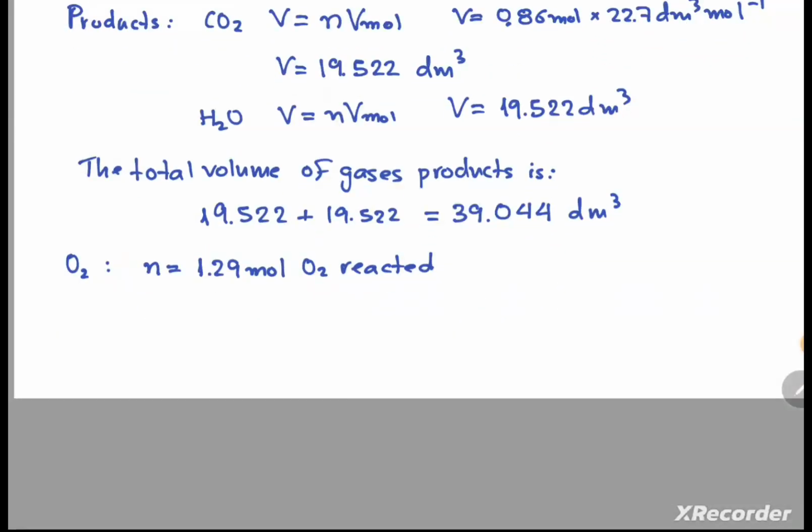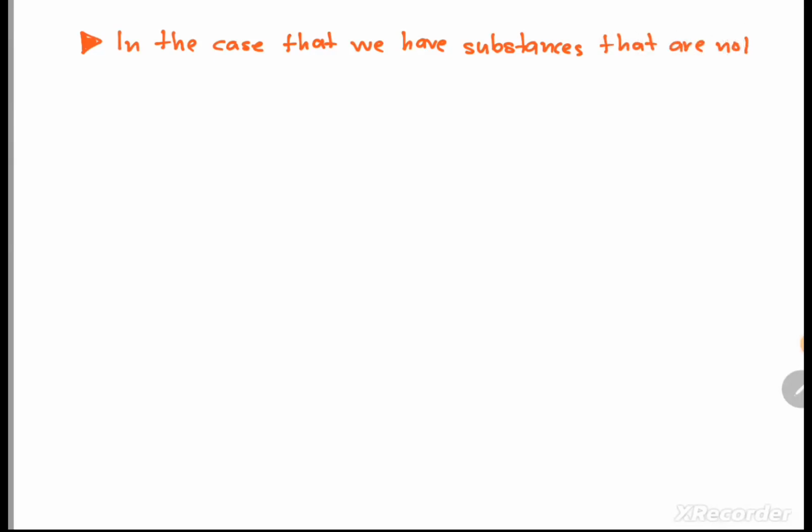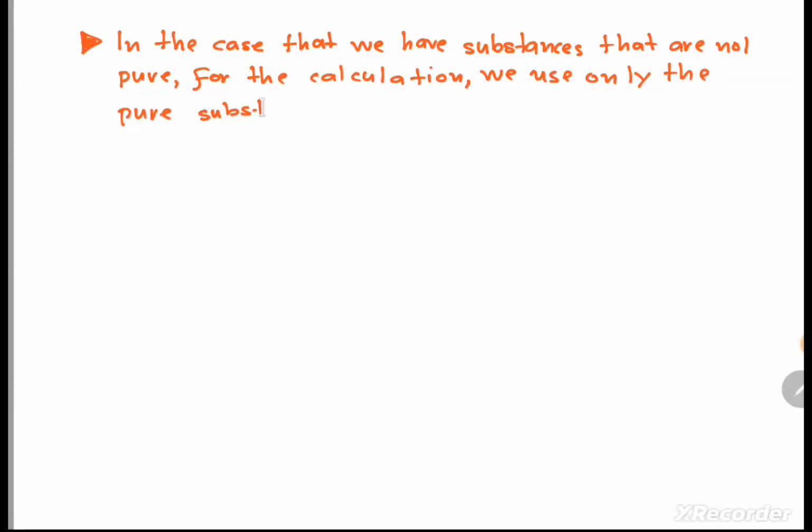Let's see another example. In the case that we have substances that are not pure, for the calculation we use only the pure substance.